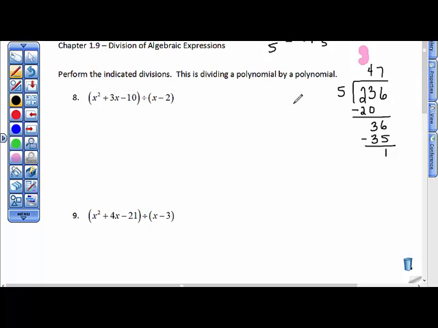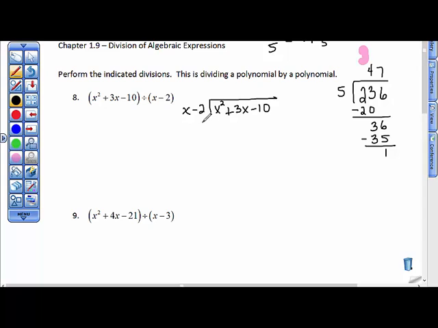So we're going to do this polynomial, trinomial divided by a binomial, in the same fashion. So we're going to put the x squared plus the 3x minus the 10 under that division bar, and over here we'll put our divisor, x minus 2. And then over here 5 goes into 23 4 times. So I'm going to ask you, how many times does x go into x squared? Pause and think about that for a minute.